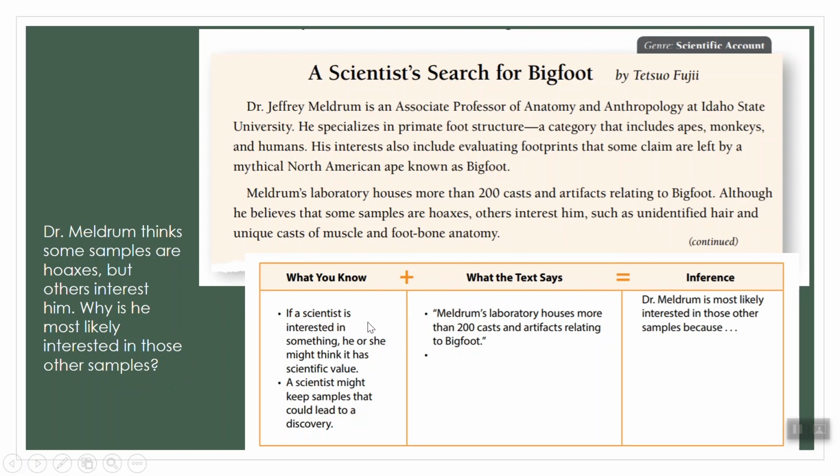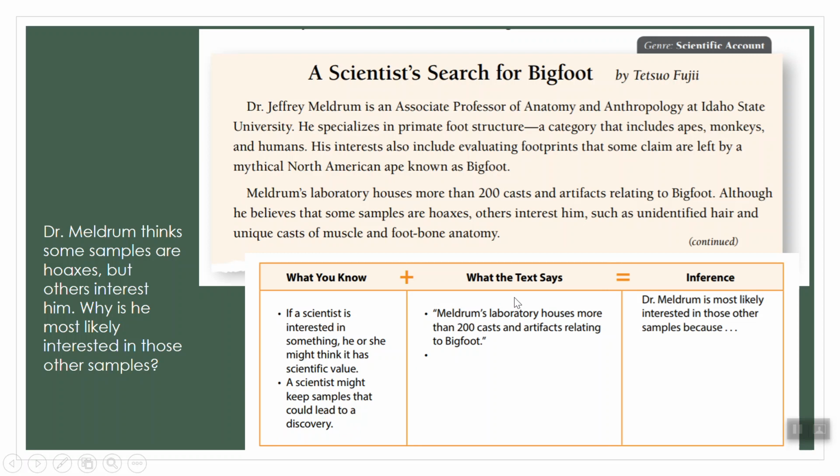We know that if a scientist is interested in something, he or she might think it has scientific value. That's why they're studying it. We also know that scientists might keep samples that could lead to a discovery. We know that scientists are collecting things so they can make discovery, especially when they're talking about Bigfoot. So those are things we know.